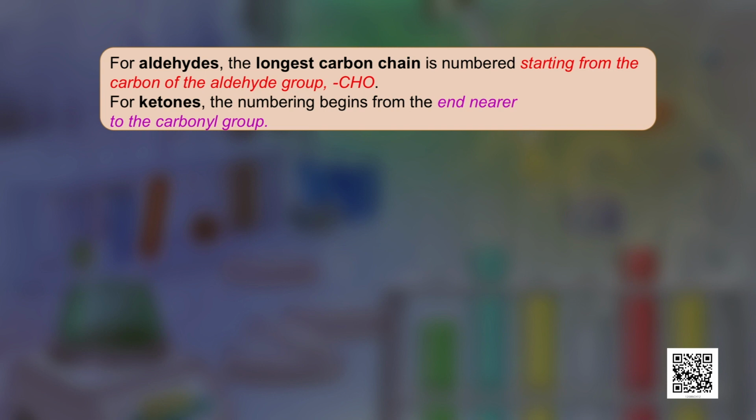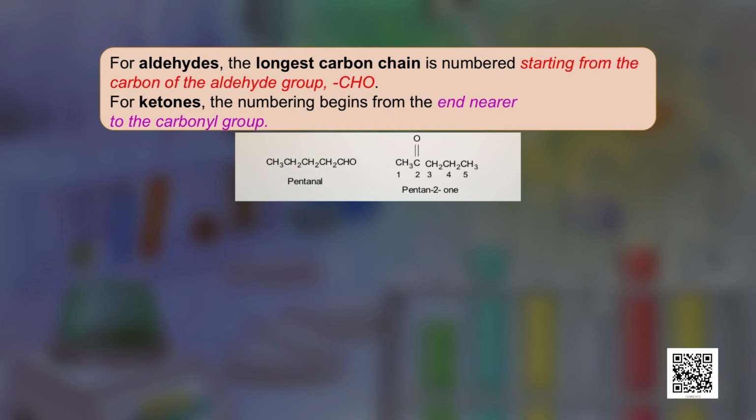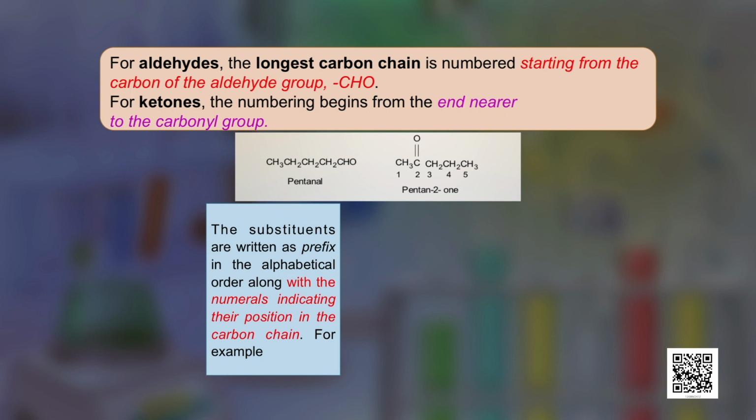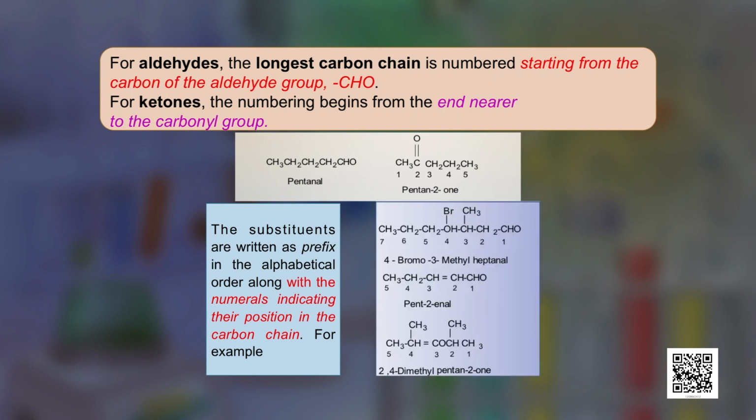Now, for aldehydes, the longest carbon chain is numbered starting from the carbon of the aldehyde group, that is CHO, and for ketones the numbering begins with the end nearer the carbonyl group, and the structures here show you this as an example. The substituents are written as prefixes in alphabetical order along with the numerals indicating the position in their carbon chain. For example, some structures are shown here.